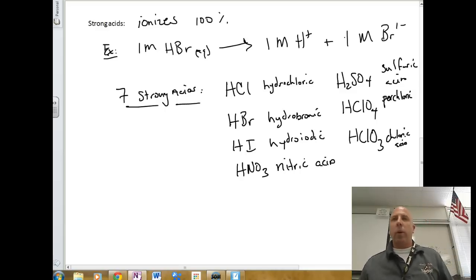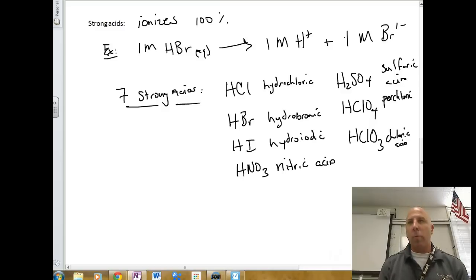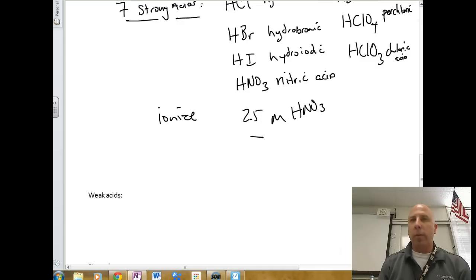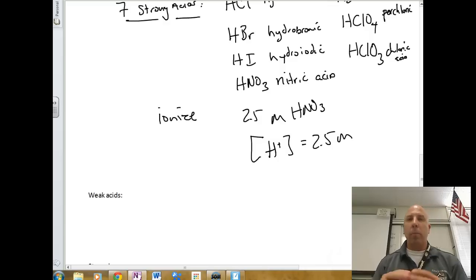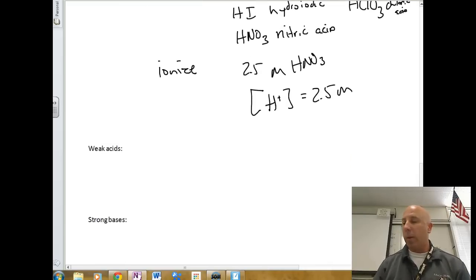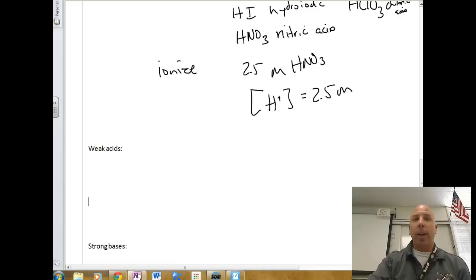Okay, so those are all our 7 strong acids, and the important thing to remember about the 7 strong acids is they ionize 100% of the way. So again, if I asked, if you had a 2.5 molar HNO3 solution, what is the concentration, denoted by brackets, of your hydrogen ion? It's going to be 2.5 molar because there's 100% ionization going on there. Let's talk about what the difference between this and a weak acid is.